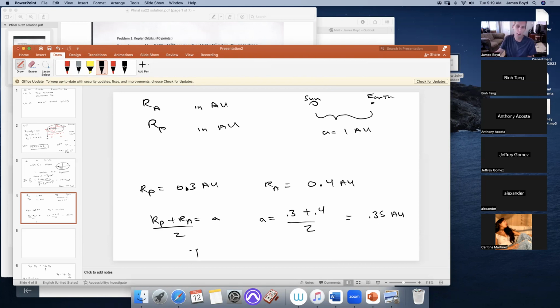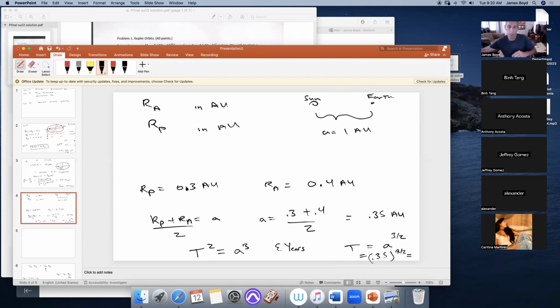In Kepler's version, T squared is A cubed. If T is in Earth years and A is in AU, you don't have to worry about that 4 pi squared over GM. So if you're asked for Earth years, what you would get is find the period in Earth years would be A to the 3/2 power, or 0.35 to the 3/2 power.